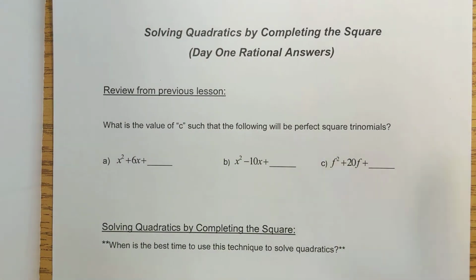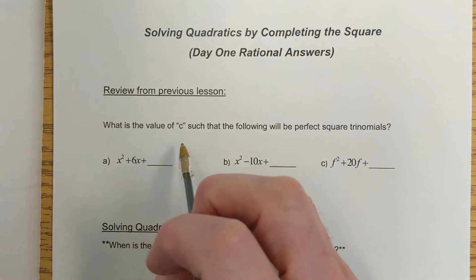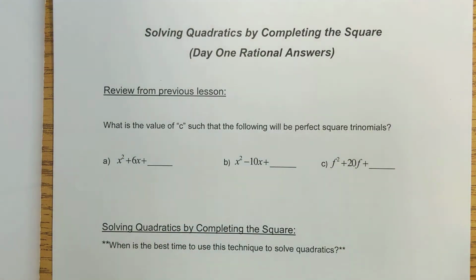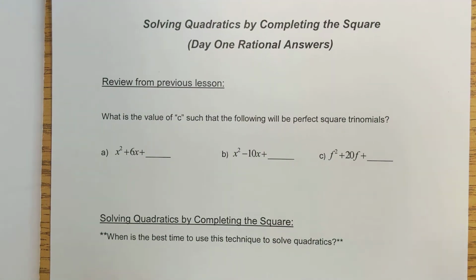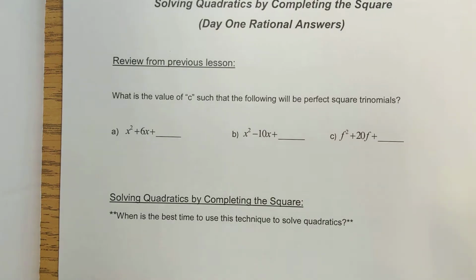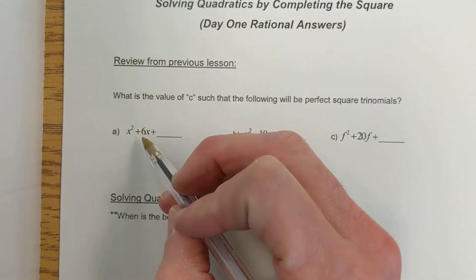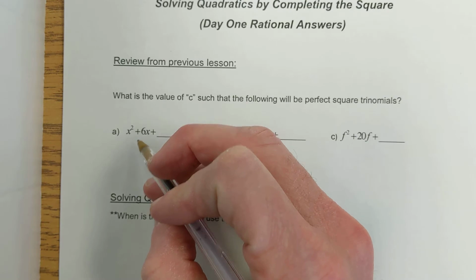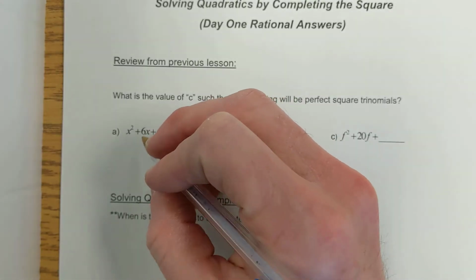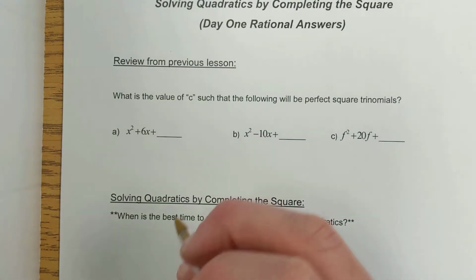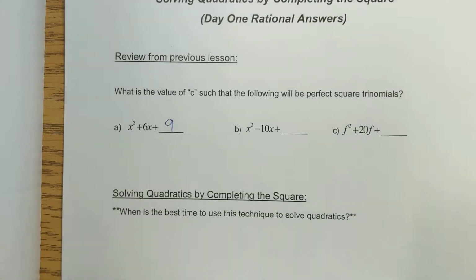Quick review from the previous lesson: what is the value of c such that the following will be a perfect square trinomial? We've done factoring, we've done a lot of things here. For the first one, you can take half of whatever b is and then square it. So half of 6 is 3. 3 squared is 9.